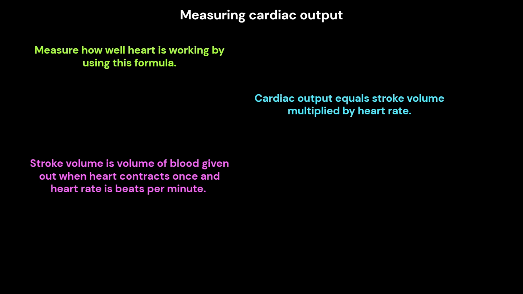Measuring cardiac output. Measure how well the heart is working by using this formula. Cardiac output equals stroke volume multiplied by heart rate. Stroke volume is the volume of blood given out when the heart contracts once, and heart rate is beats per minute.